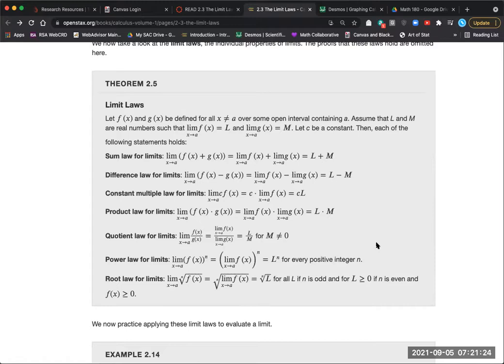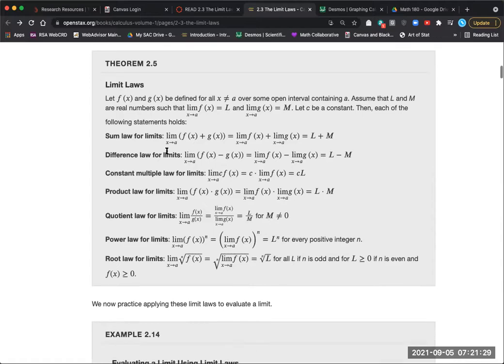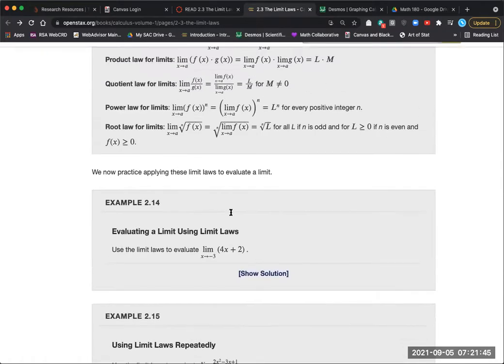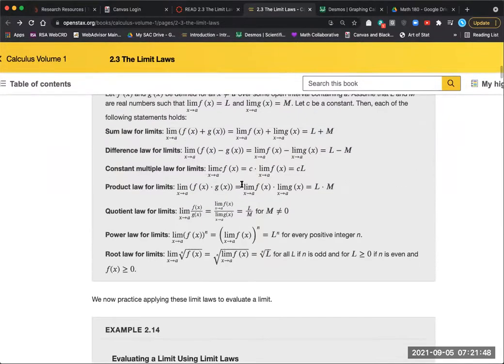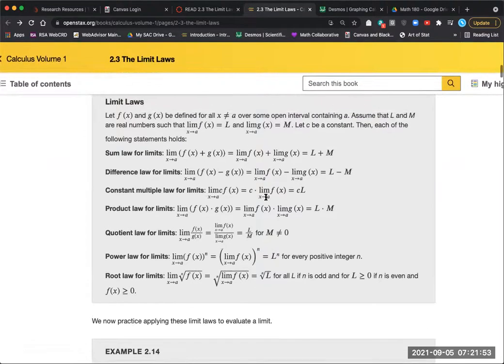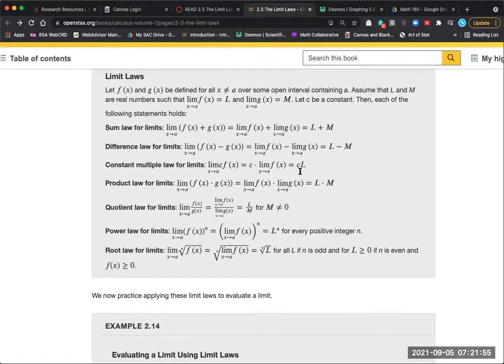And now here, looking at the laws that were introduced in 2.3, there are different rules that help us evaluate limits. So the sum of two functions, the difference, a constant times a function. When you look at a function like 4x plus 2, really it's a combination. It's a combination of c times x plus the constant 2, right? It is some derivation of one of these forms here in some way.